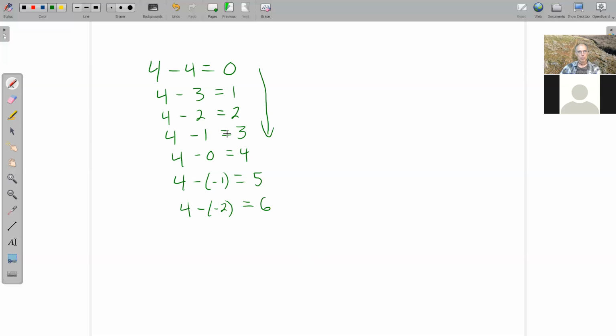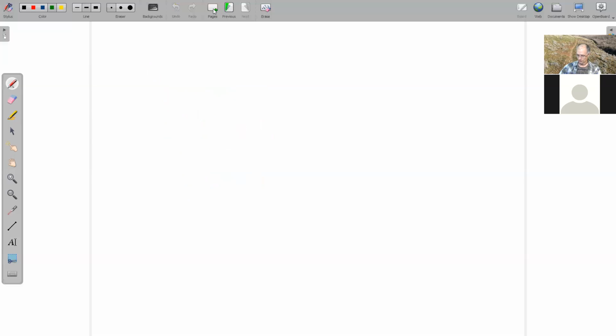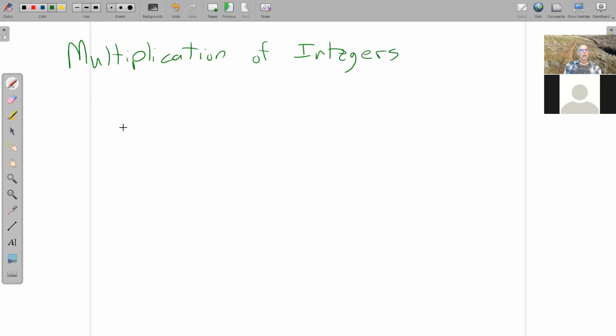All right, so let's start looking at multiplication next. All right, so multiplication of integers, we're going to start off with patterns, then we'll take a look at the chip model, which is like the charged particle model, and we can also do this on a number line. So let's play with 3 this time.